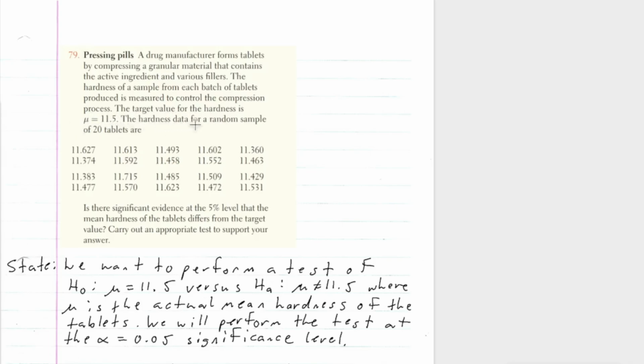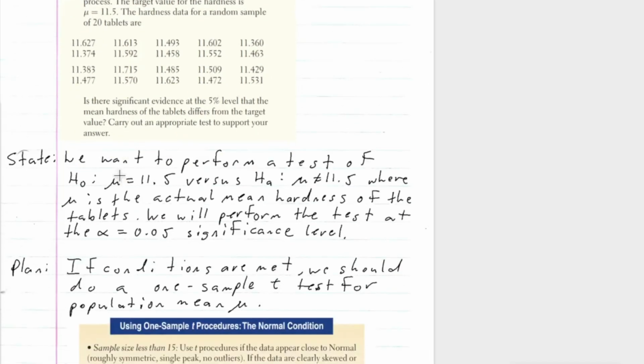The hardness data for a random sample of 20 tablets are, so here's our data. Is there significant evidence at the 5% level that the mean hardness of the tablets differs from the target value? Carry out an appropriate test to support your answer.